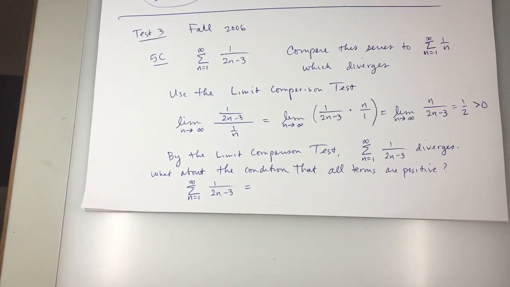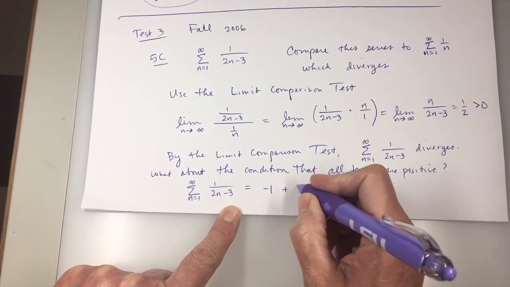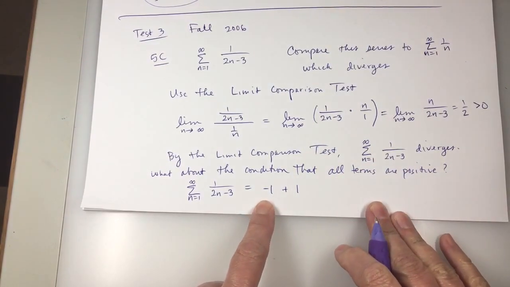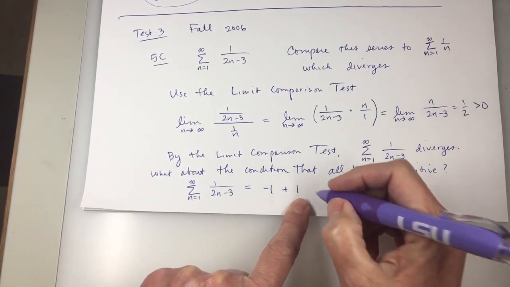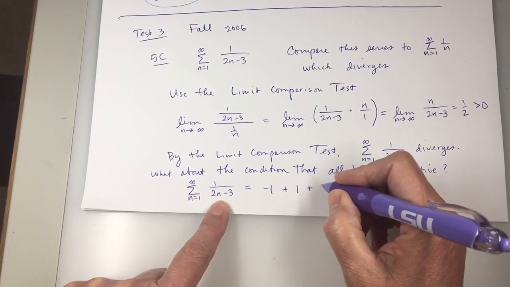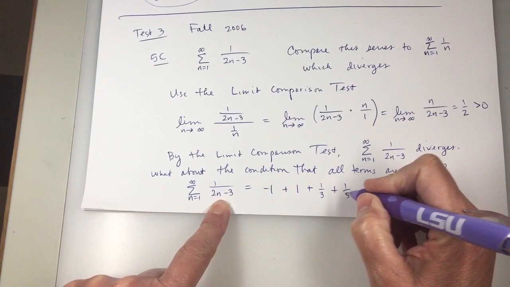Okay, when n is 1, what's the first term? Negative 1. And when n is 2, I get 1. When n is 3, I get 2 times 3 minus 3, which is 1/3. So this is what the series is if I write out a few terms. I get negative 1 when I plug in 1, 1 when I plug in 2, 1/3 when I plug in 3, and 1/5 when I plug in 4.